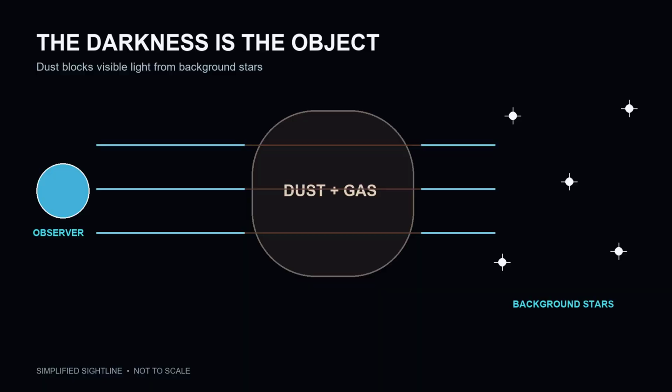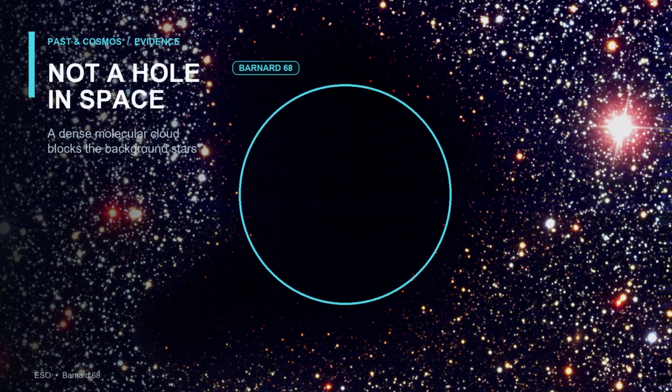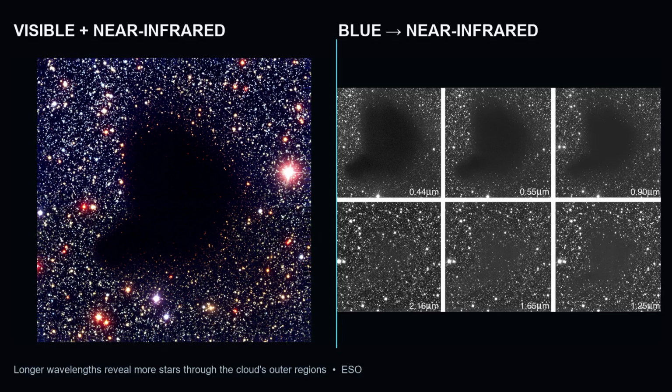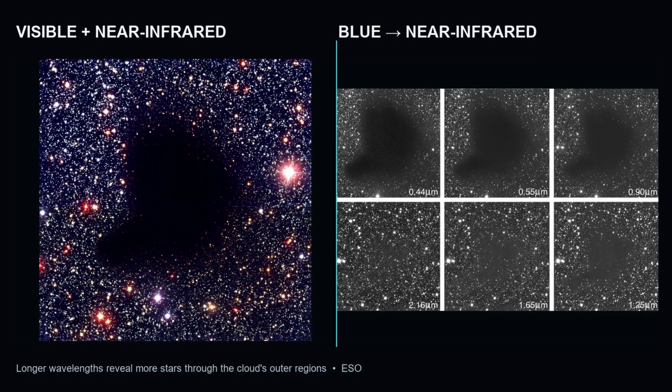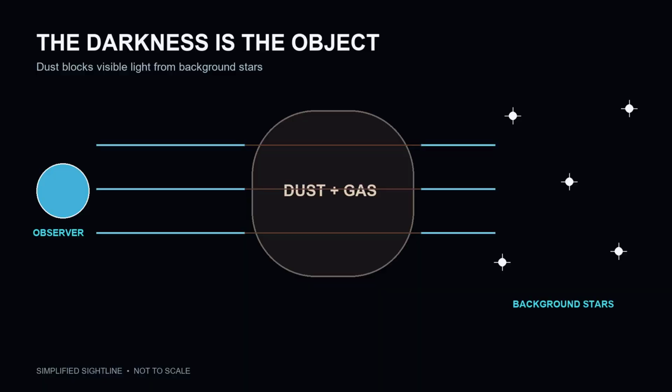The wavelength comparison gives the game away. In blue and visible bands, the cloud is broad and opaque. Move into longer near-infrared wavelengths and more background stars appear through its outer regions. The cloud also appears smaller because infrared light passes through lower-density dust more effectively. Darkness in an astronomical image can mean absence. Here, it means obstruction.